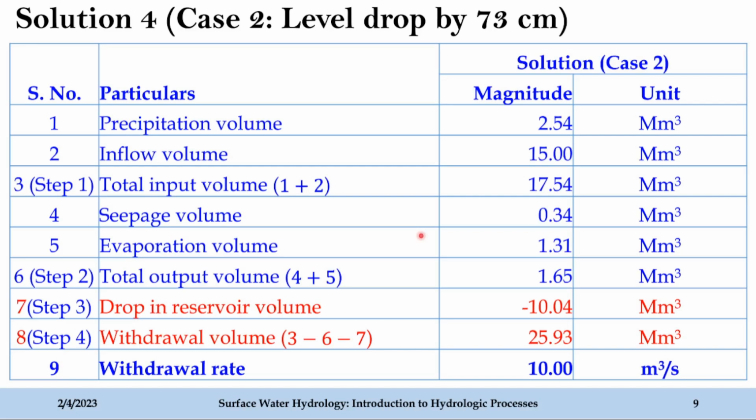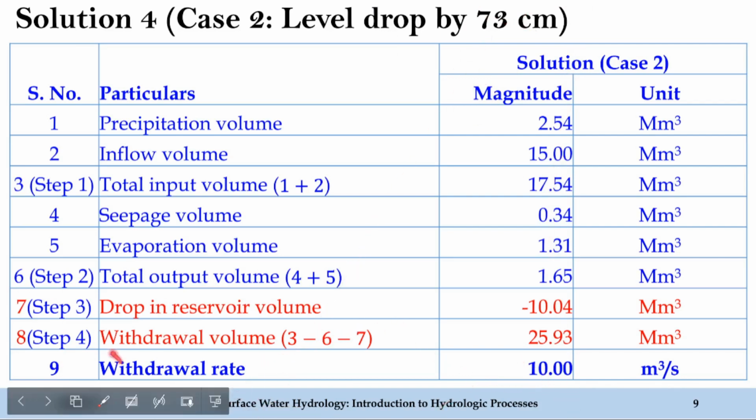If we look carefully, the drop in the reservoir volume is now minus 10.04 million meter cube, and the withdrawal volume will change to 25.93 millimeter cube. So if you solve this part, you will get the withdrawal rate of 10 meter cube per second. So to conclude, if the level drop is reduced, then the withdrawal rate is also reduced.